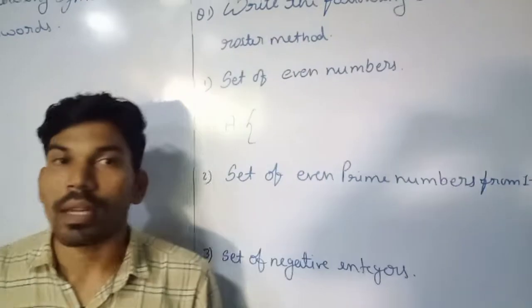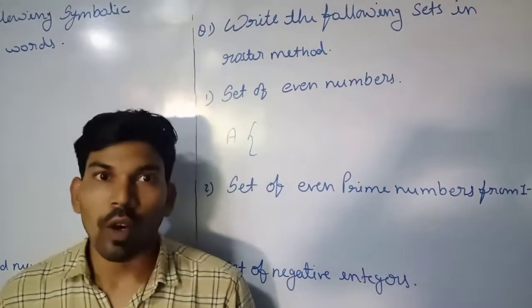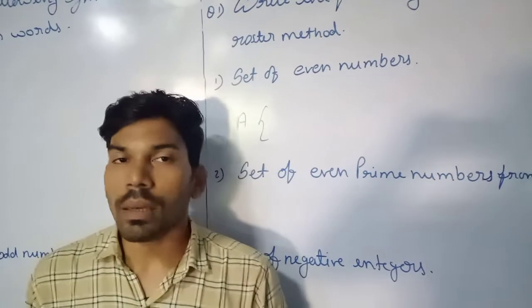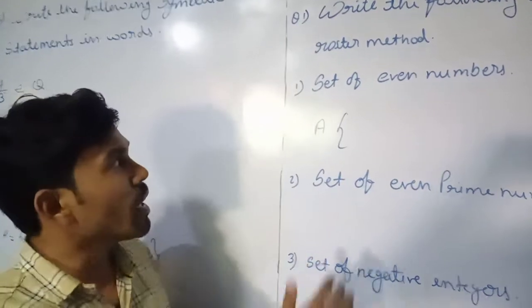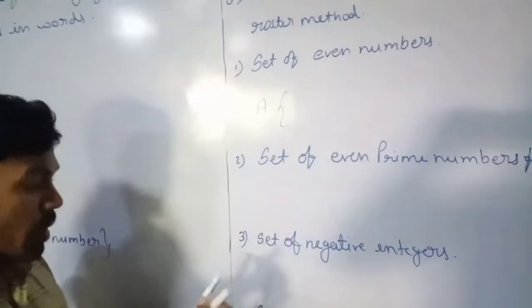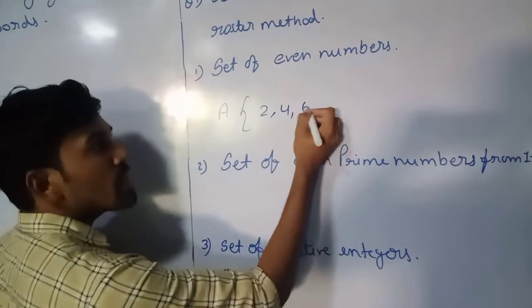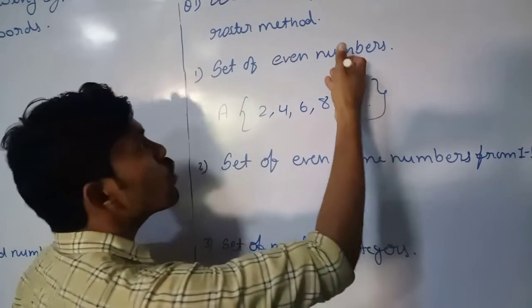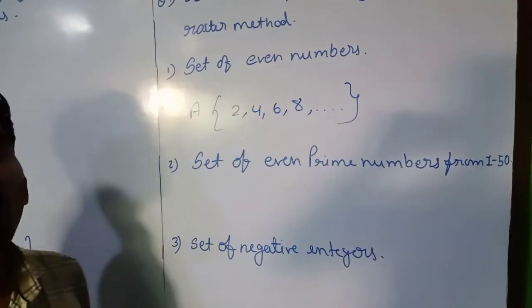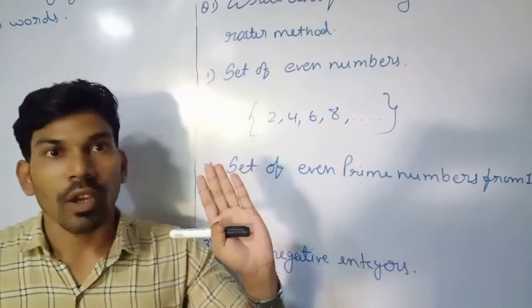What is an even number? Even numbers are the numbers which are divisible by 2. Once again, even numbers are the numbers which are divisible by 2. So we have to write the set of even numbers. That could start from 2, 4, 6, 8 and so on. Because we don't have a limitation, we have to write all the even numbers, so we have to put the comma and carry on.